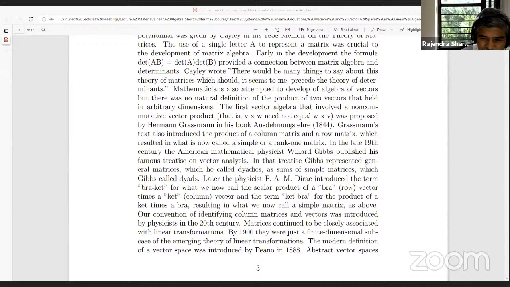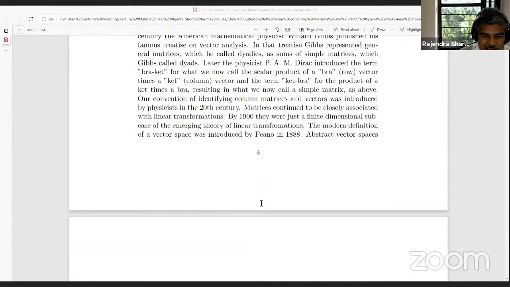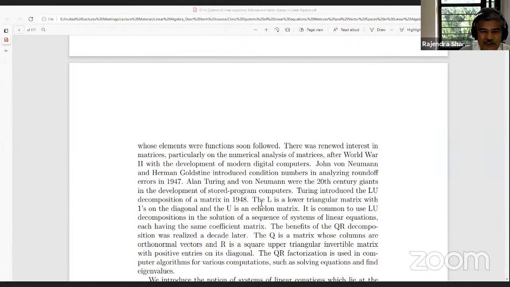Matrices continued to be closely associated with linear transformations, and by 1900 they were just a finite dimensional subcase of the emerging theory of linear transformations. The modern definition of a vector space was, of course, introduced by Peano. That was 1888. Abstract vector spaces whose elements were functions were soon to follow.